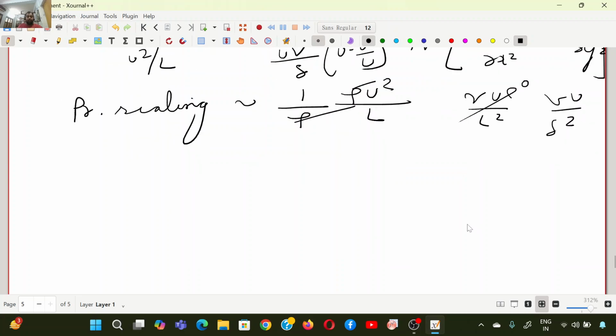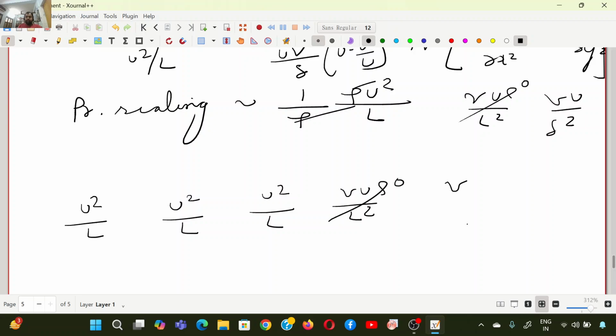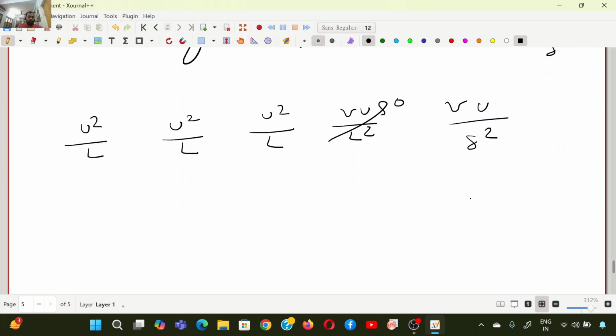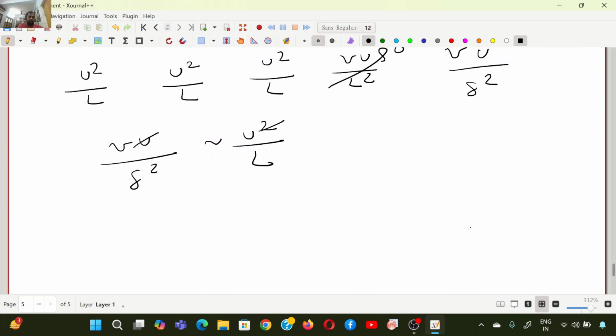So basically what are the terms you have? You have u square by L, u square by L. Pressure scaling is also u square by L. Here you have nu u by L square, which goes as 0. And then another term, nu u by delta square. So this can be equivalent only if nu u by delta square is of the same order of magnitude as u square by L. So u gets cancelled out, or delta square is equal to nu L by u.